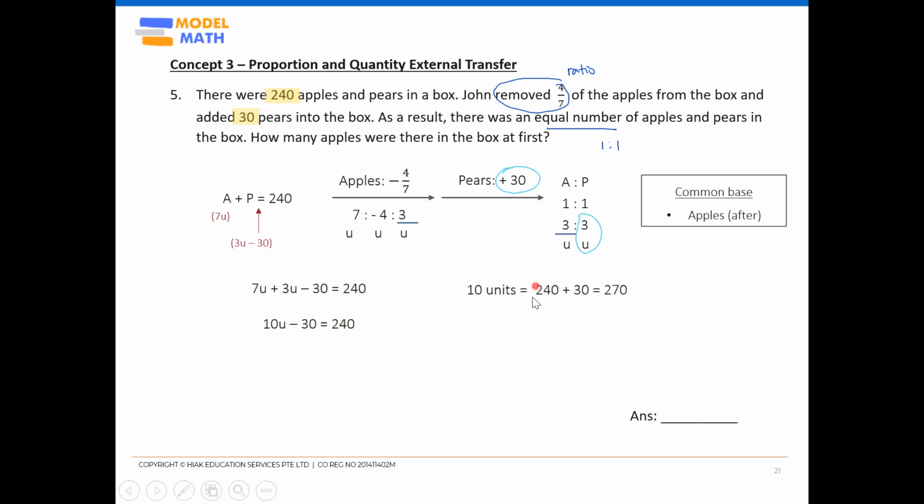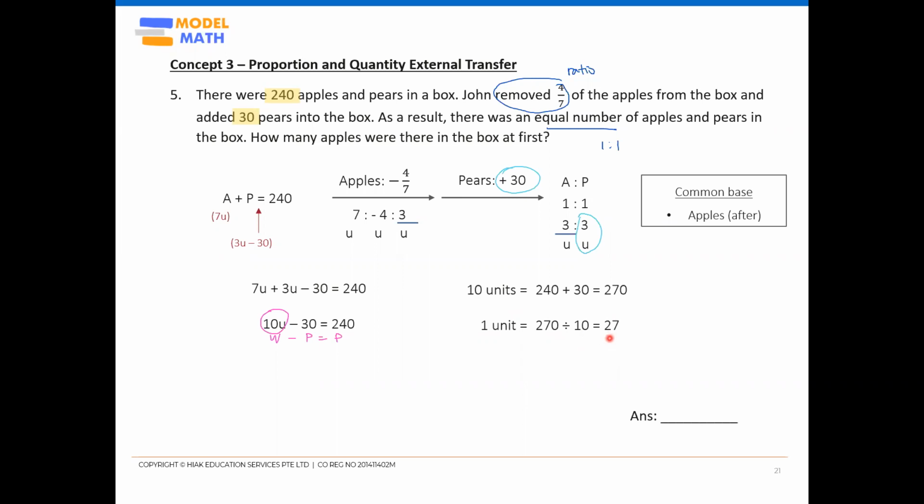A lot of students would think 240 minus 30. This is a part and whole idea when you look at your equation. Okay, whole minus part equals to part. You have learned this in lower primary. P1, P2, you learn your part and whole concept. So this acts like your whole. So to find your whole, which is the 10 units, you have to add the two parts. Okay, so 1 unit, of course, just divide by 10, that will give you 27.